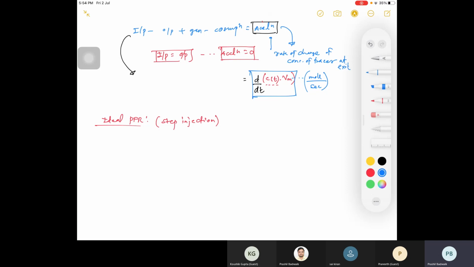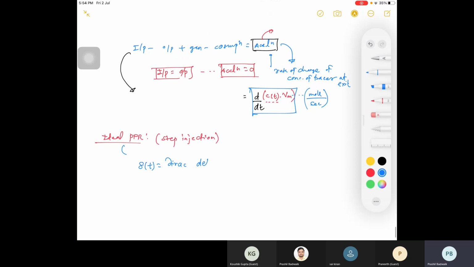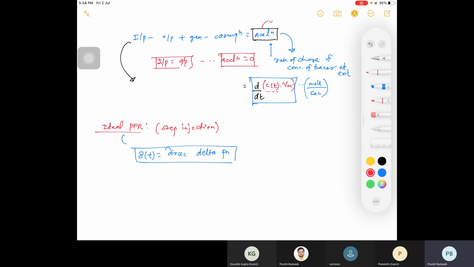So in yesterday's class, we have seen one of the functions, that was your del of t. What is this? Dirac delta function. And here we studied its properties. This is your a and b.